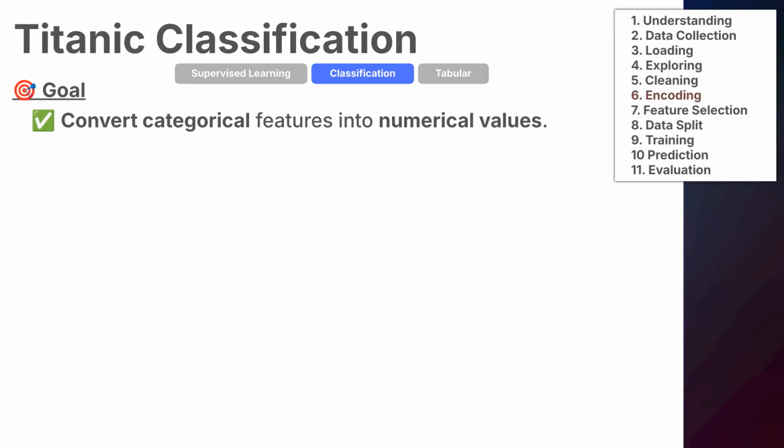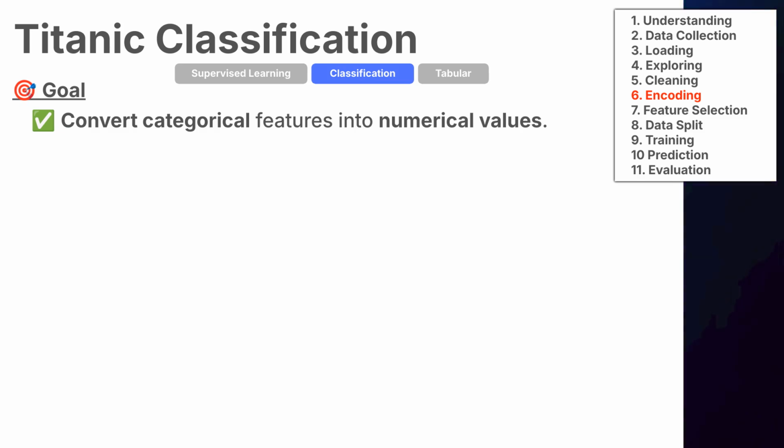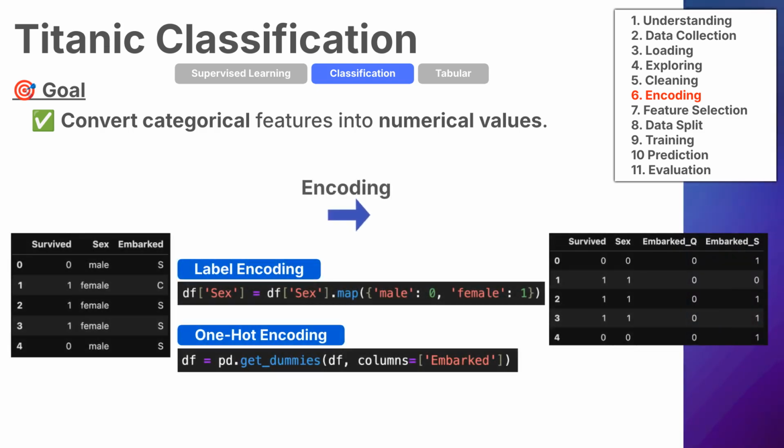6. Encoding the data. The goal is to convert categorical features into numerical values so they can be used by machine learning algorithms, which can only process numbers. Machine learning models don't understand text like male or female. We must convert categories into numbers while preserving their meaning. Let's encode sex and embarked.